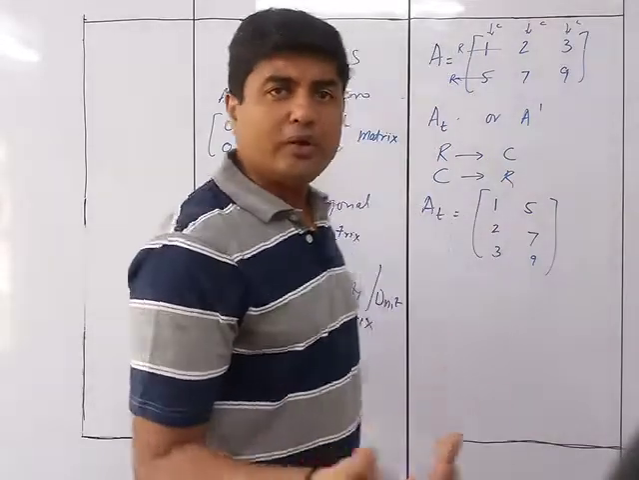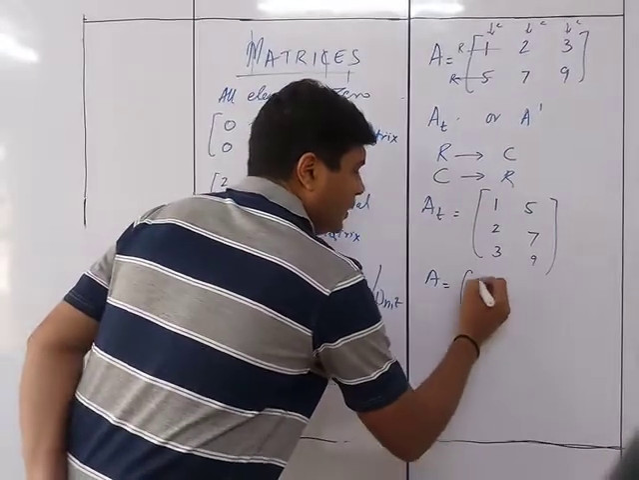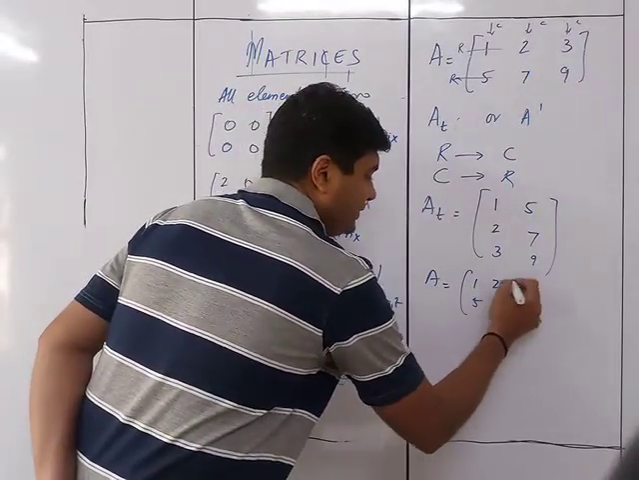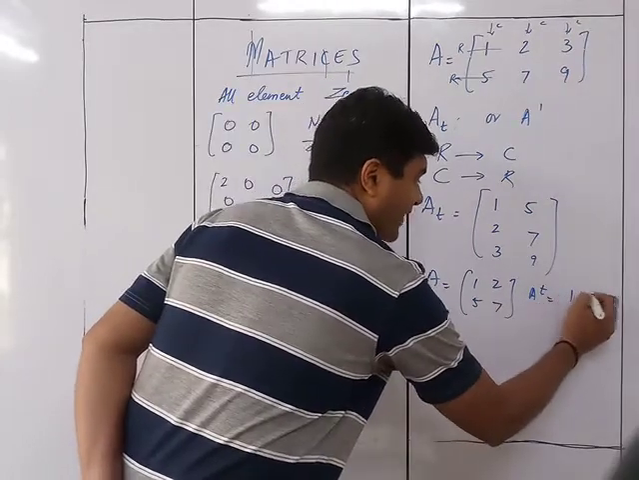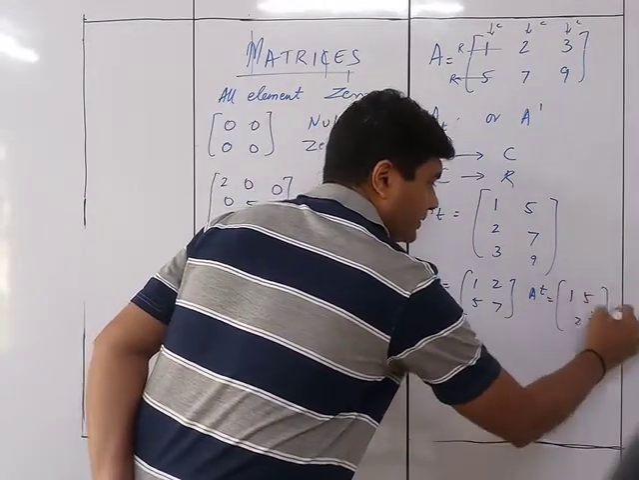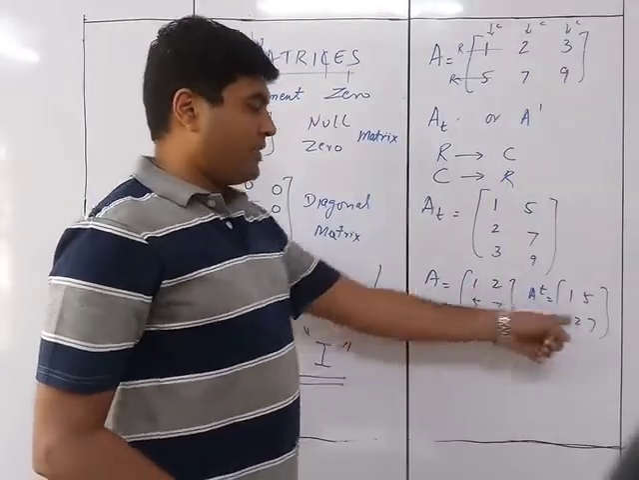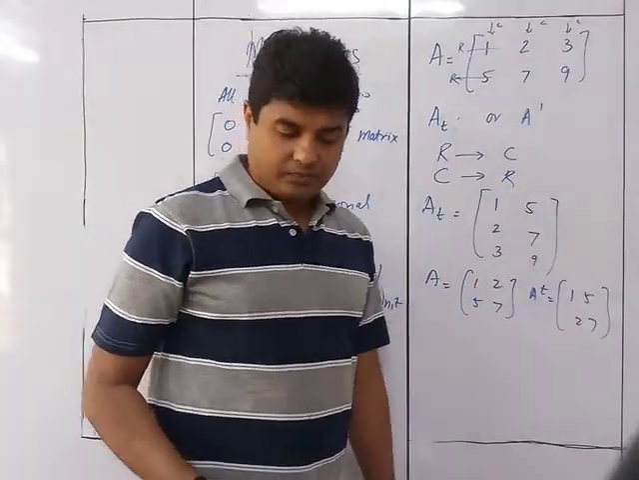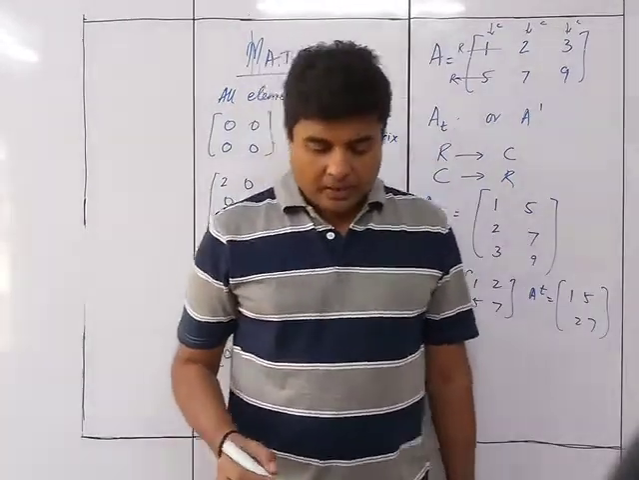This can happen to even a 2 by 2 matrix. For example, if A is equal to 1 2 5 7, then AT will be equal to 1 5 2 7. Got it? 1 and 5 go here and 2 and 7 like this. Okay, so this is the transpose of the matrix.